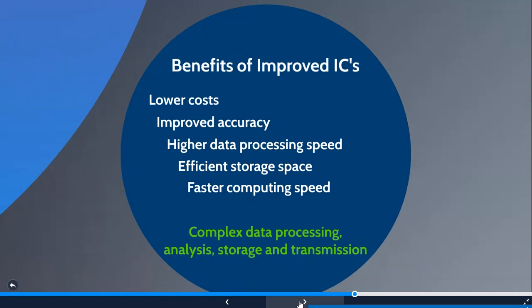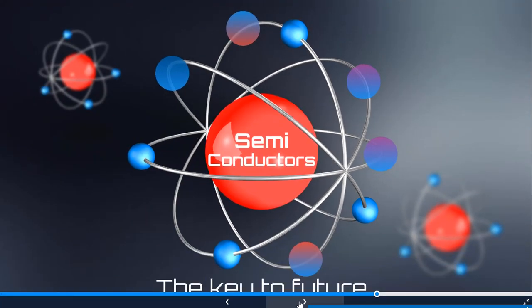And what are the benefits of all these things? They are very low in cost and they have a very high level of unmatched accuracy, higher data processing speed, a huge amount of storage space, and the fastest computing speed, with complex data processing, analysis, storage, and transmission. And also, we are working on the finest supercomputers that we have.